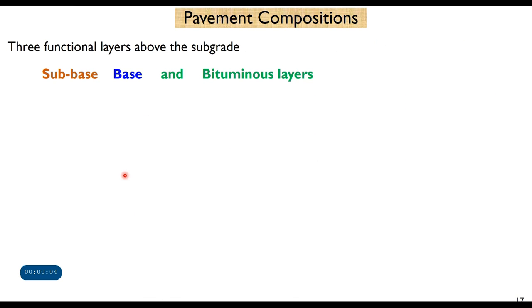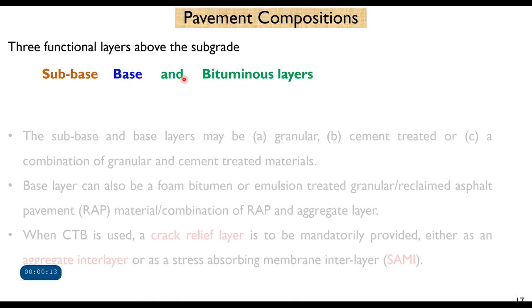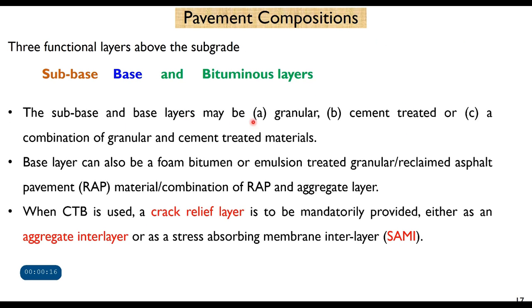A flexible pavement will have 3 functional layers above the subgrade: subbase, base, and bituminous layers. Now the subbase and base layers may be granular or may be cement treated or a combination of these two. Similarly, the base layer can also be a foam bitumen or emulsion treated material, or it may be WMM material or their combinations. When cement treated base is used, a crack relief layer is mandatory to provide. This can be either in the form of an aggregate interlayer or it can be in the form of a SAMI layer.